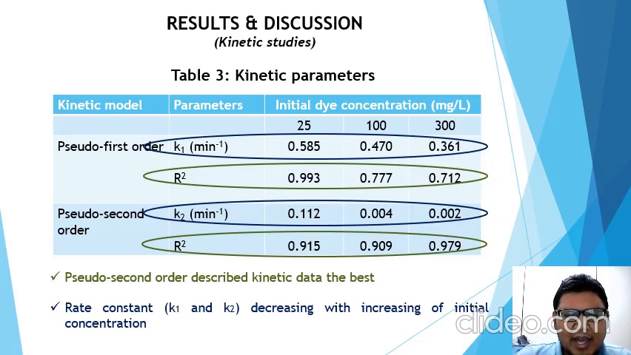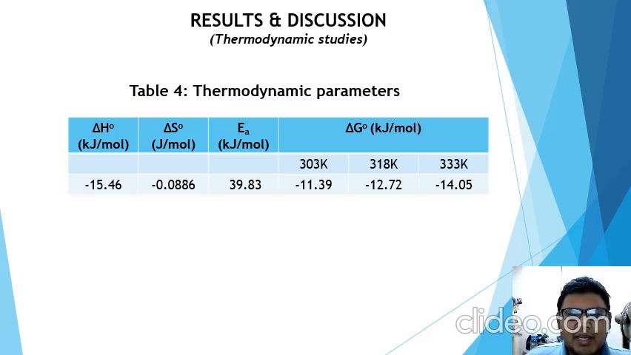This is because at higher concentration, the ratio of the RBBR molecules to the available surface area is high. Therefore, the adsorption process becomes slower and the rate constant decreases. Last but not least is the thermodynamic studies, and Table 4 shows the thermodynamic parameters.